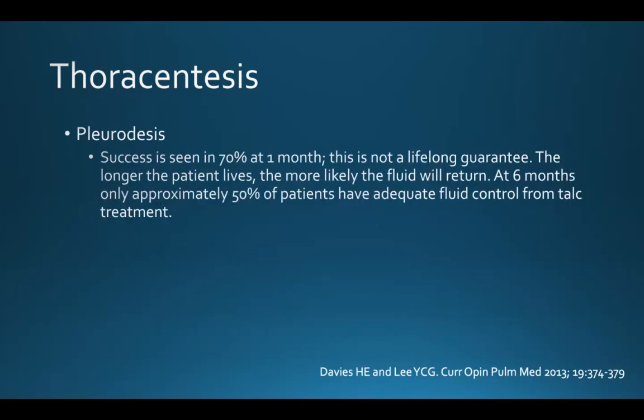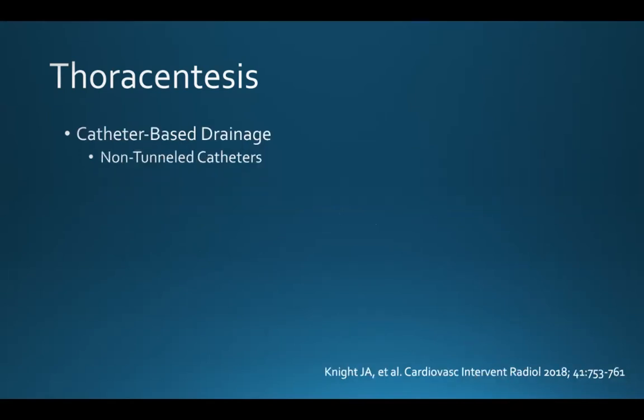Success is seen in 70% of patients undergoing pleurodesis at 1 month, but this is not a lifelong guarantee. The longer the patient lives, the more likely the fluid will return. And at 6 months, only approximately 50% of patients have adequate fluid control from a talc pleurodesis.